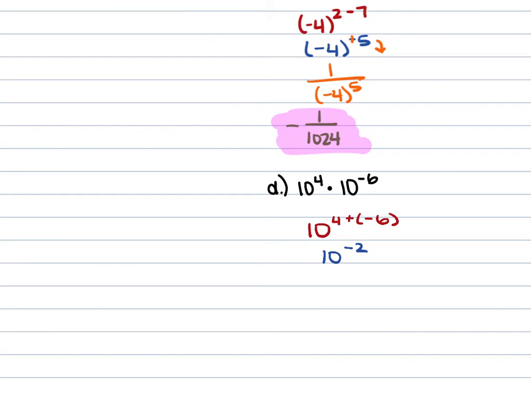We turn that negative 2 into a positive 2 by taking the reciprocal. So it's going to be 1 over 10 squared. The 10 squared is 100. So that's just 1 over 100.